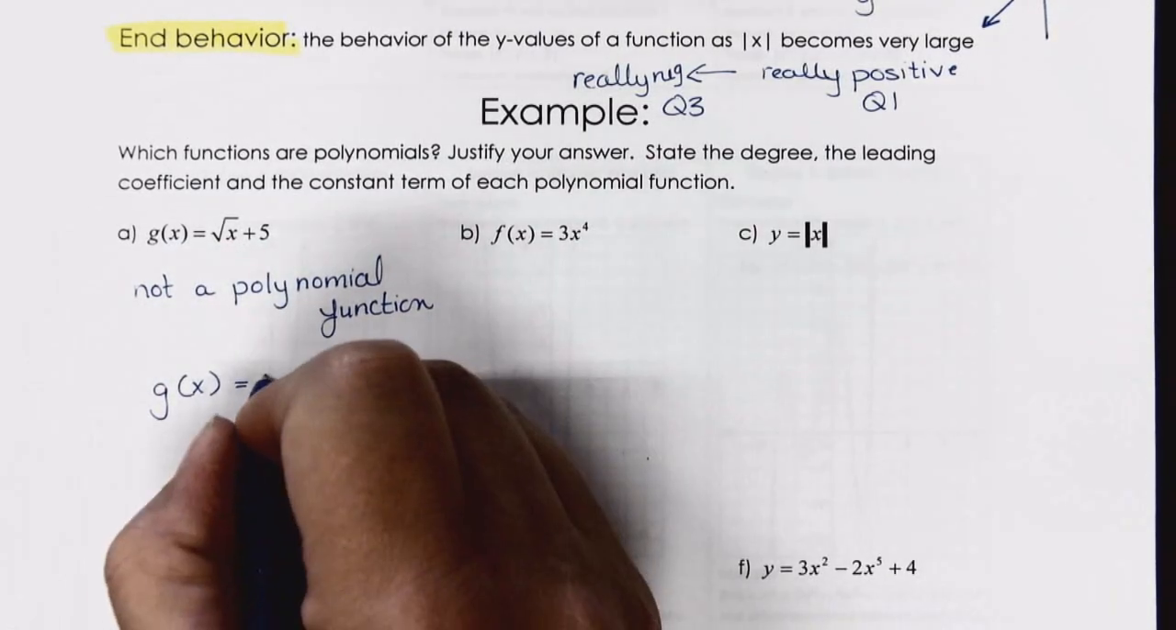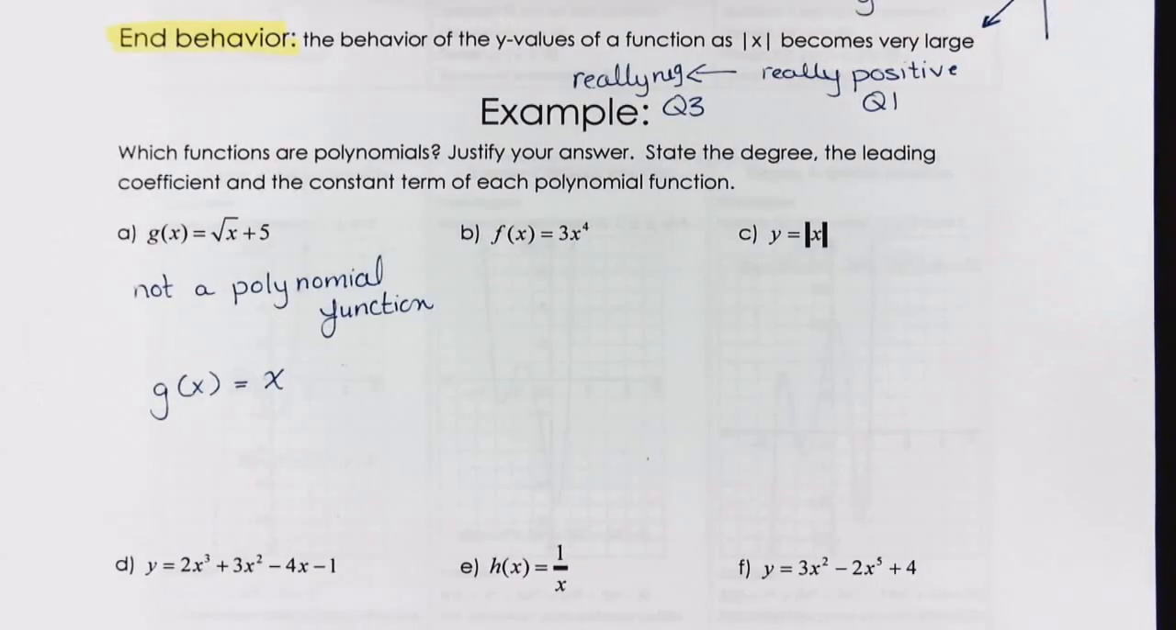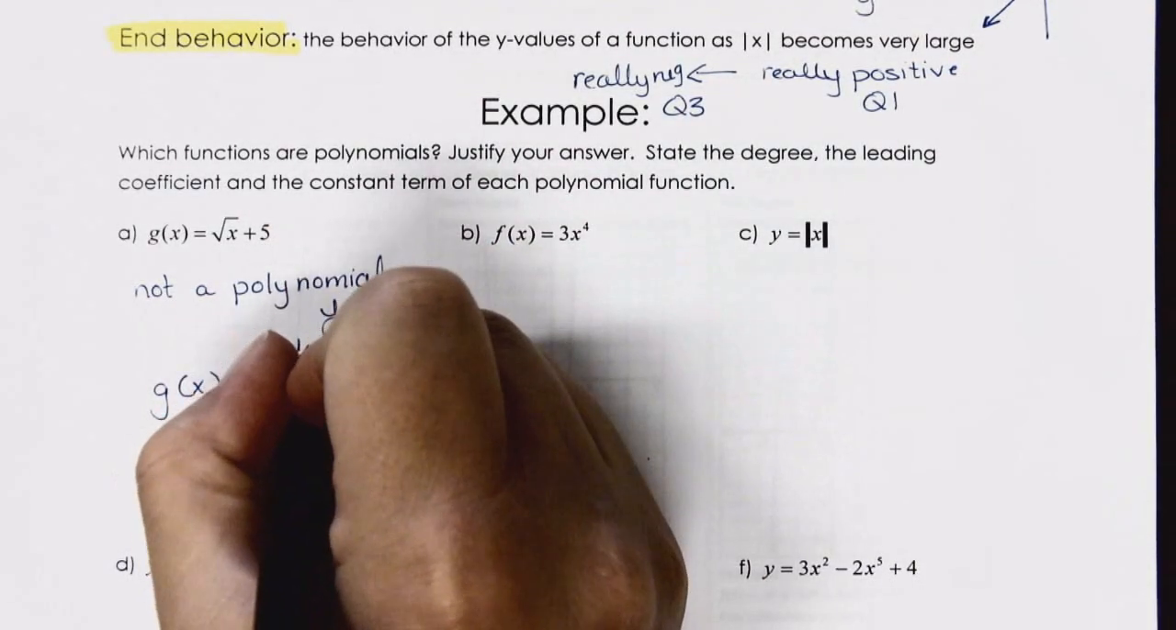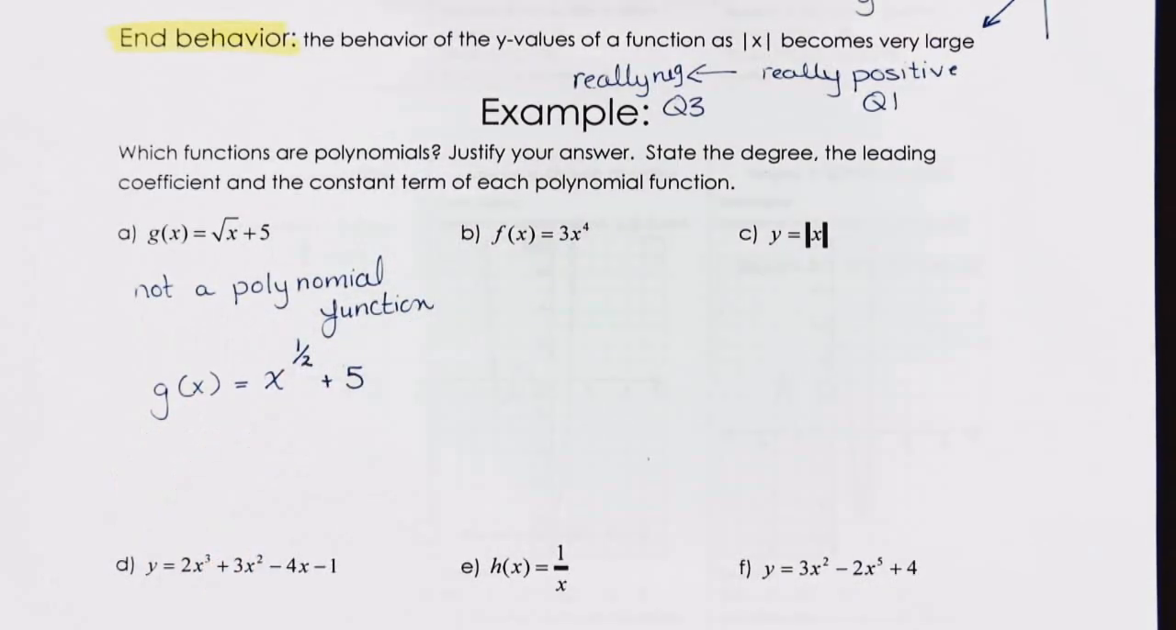What's the index on that thing? 2. What's the exponent on the x? 1/2. Is that a polynomial function? No. Why is it not a polynomial function? What do the exponents have to be in a polynomial function? They have to be a whole number. Is 1/2 a whole number? Okay. Good job, everybody.